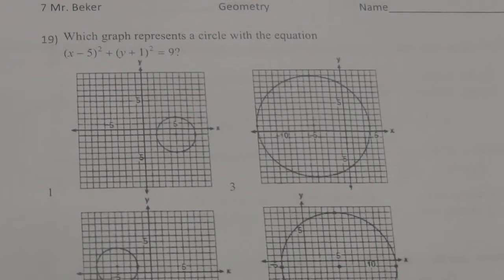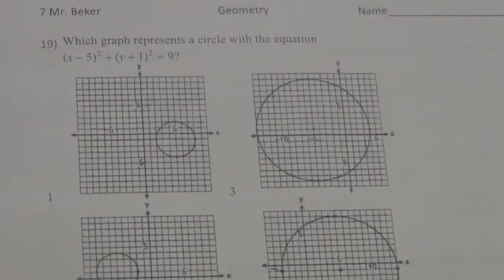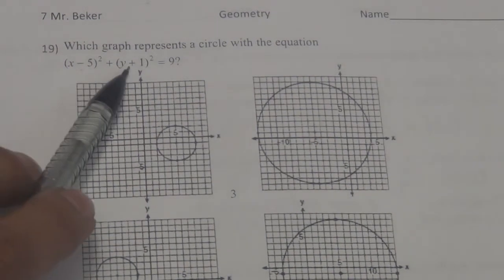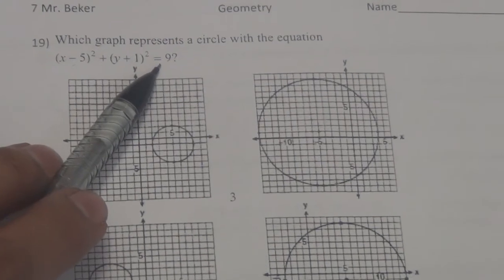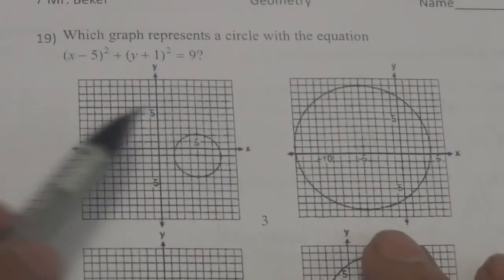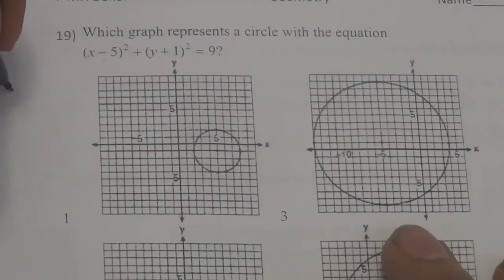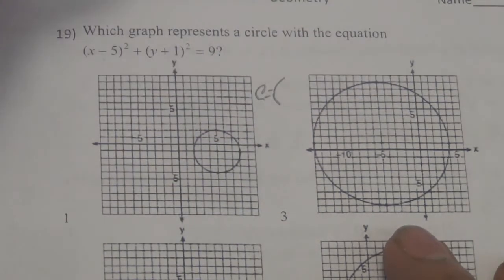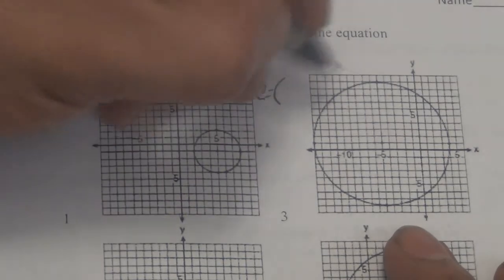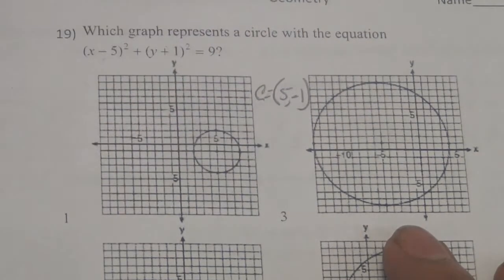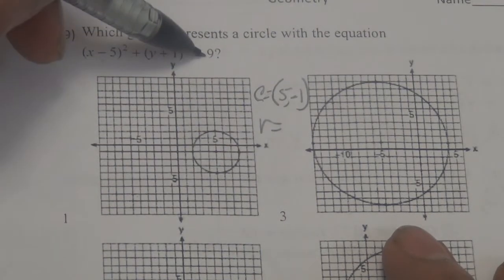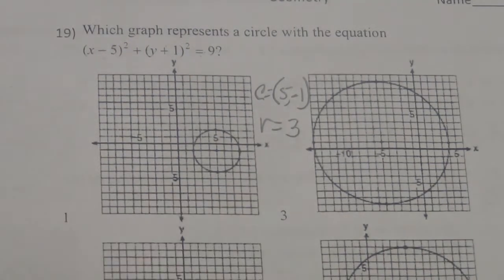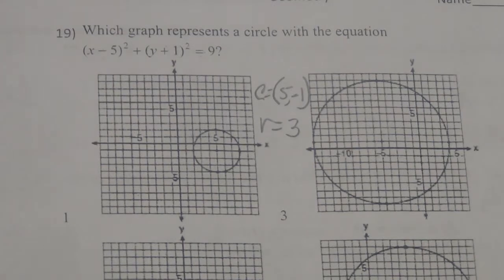Ooh, it gets fancy right here. This is about recognizing which graph represents a circle with the equation. So we have this equation. The first thing we're gonna do, guys, is recognize what's the center and what's the radius. The center is positive 5 comma negative 1, and the radius is, well, this is r squared. So what number squared is 9? 3. Now look for one of these that has the center at 5 comma negative 1.